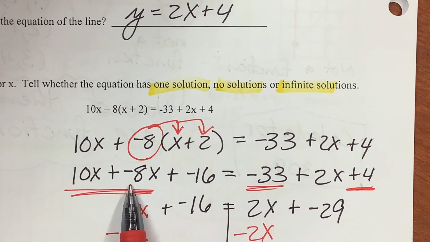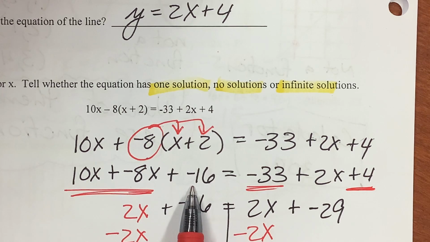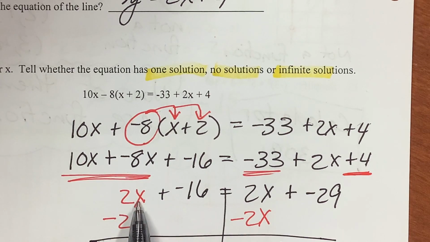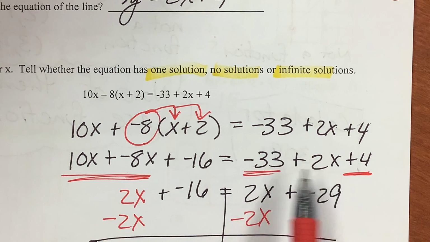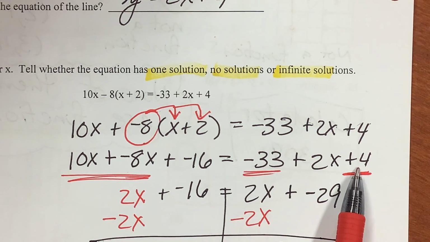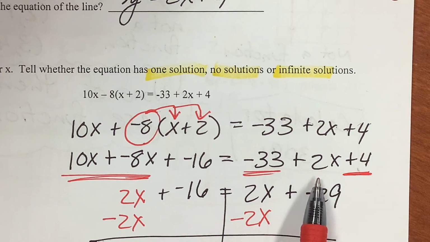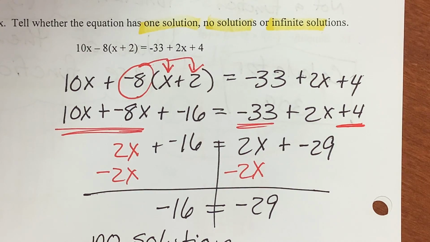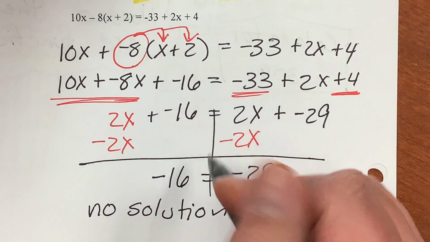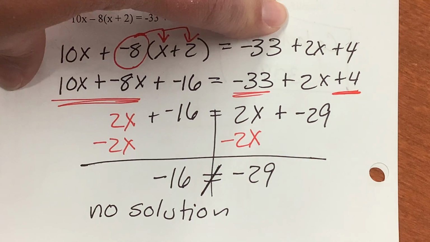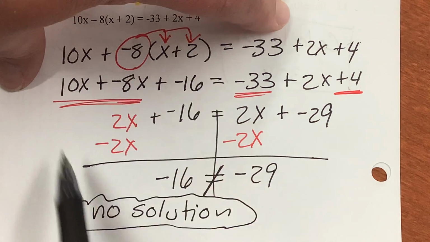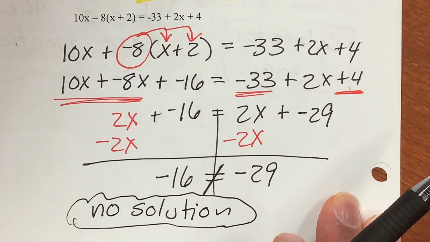So -8 times x, -8x. -8 times 2, -16. Combine like terms, 10x and -8x is positive 2x. Keep the plus -16. For here, to combine like terms, -33 and positive 4 is -29. Keep the 2x. Subtract 2x from both sides, I get -16 equals -29. That is no solution because, let's face it, those are not equal. So my answer is no solution. All of this work was just to prove that it was no solution.